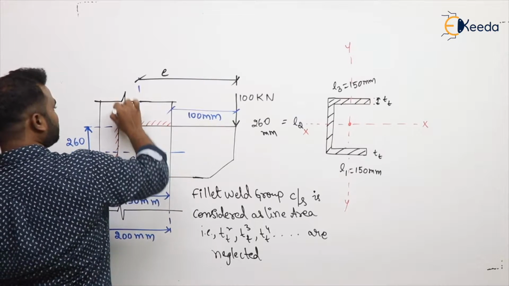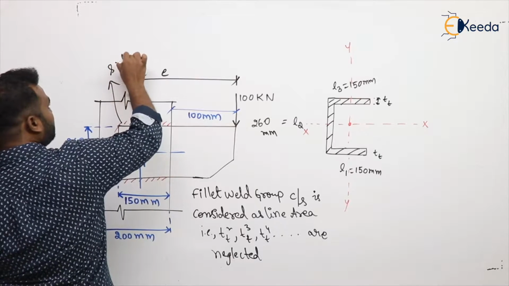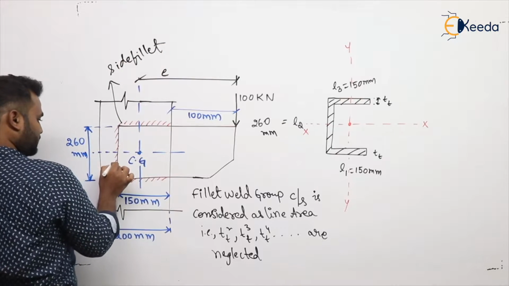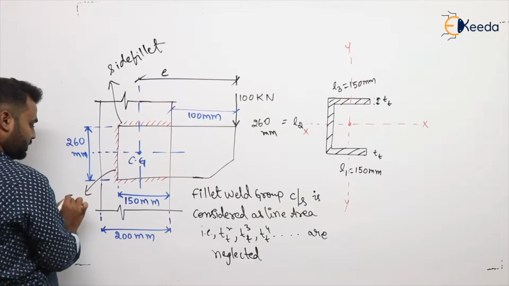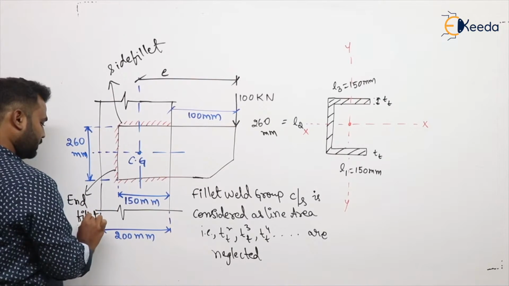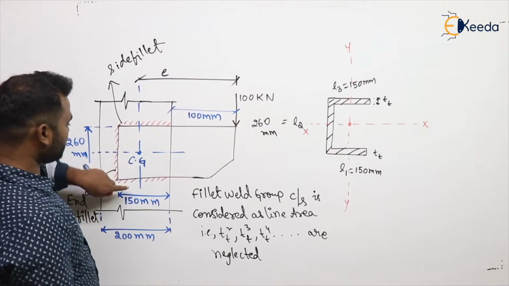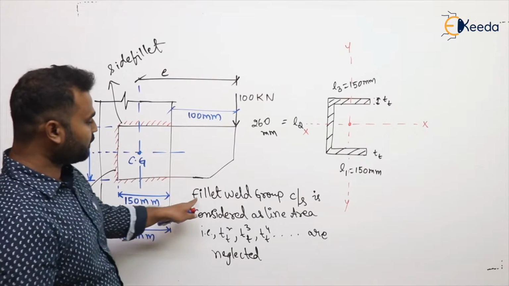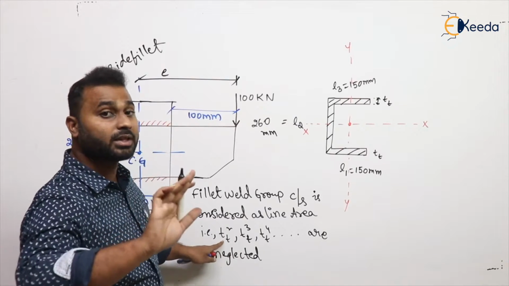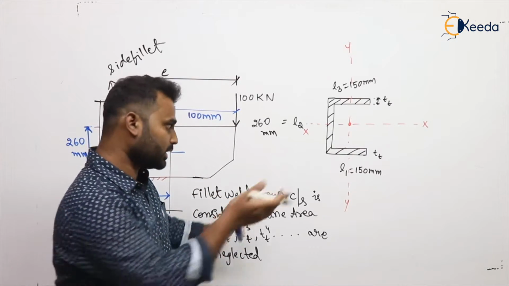So let me write here. This is the side fillet weld, and this is the end fillet. Clear everyone? So these two are the side fillets and this is the end fillet. Now fillet weld cross sections are considered as line areas. It means power terms of the thickness are ignored. Now let us proceed.